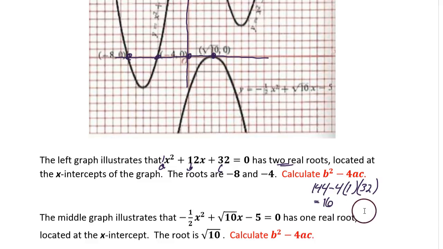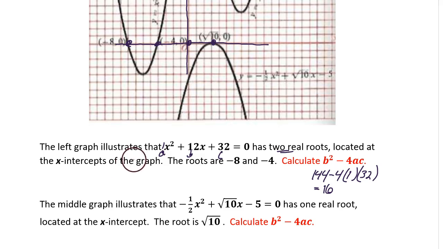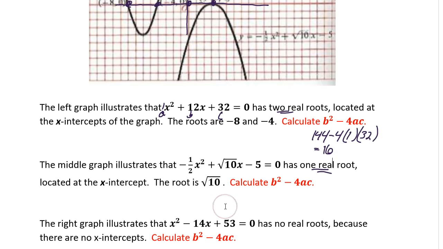Now our middle graph is the parabola y equals -1/2 x squared plus square root of 10 x minus 5. If you replace the letter y with a 0, that creates this standard form equation. Because the parabola touches the x-axis at only one spot, we can see from the graph there is one real number root, and specifically, it's the square root of 10. But let's not worry about what the root actually is. Let's figure out what b squared minus 4ac is.